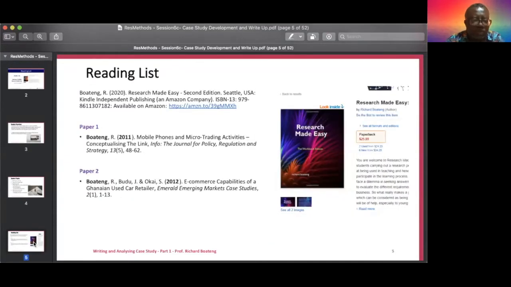Okay. So there are two papers that we are going to use for the discussion. Paper one is mobile phones and micro trading. If you look at the platform, I've uploaded it. That's the first file I put in the chat room. Paper two is on e-commerce capabilities of a Ghanaian car retailer. You can see that one as the last paper. No, the second paper I uploaded. Then there's a final paper, the fourth one. The third one is the same as the first one. The fourth one on information development, I may go there. Even though it's not on my slides, I may go there. But we'll use them in all our discussions today. Okay. So please, you can download them and open them on your computer so that when I'm discussing them and we are looking at different issues, you can actually compare it and highlight where necessary.